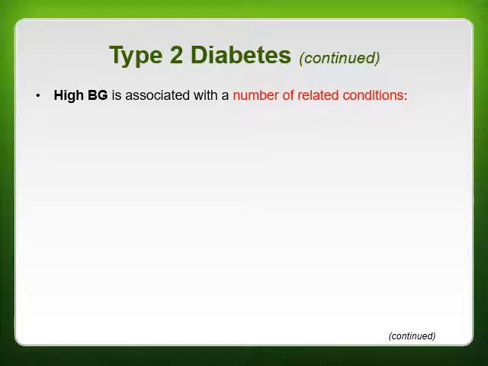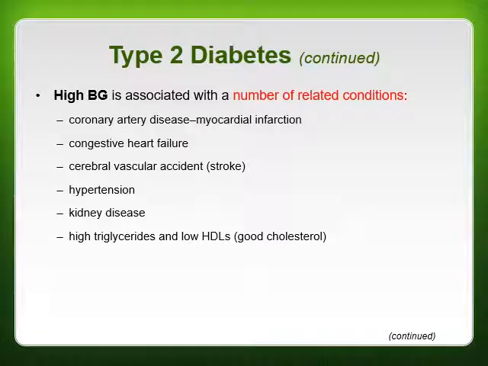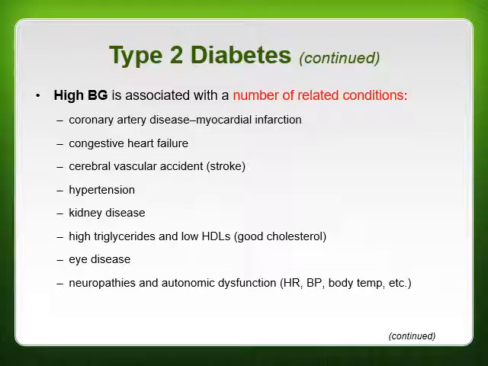So that high blood glucose level, that high blood sugar, is associated with other related conditions such as coronary artery disease, which can lead to heart attacks, congestive heart failure, cerebral vascular accident, otherwise known as stroke. So high blood sugar can lead to more likelihood of a stroke, high blood pressure, kidney disease, bad cholesterol. You'll have low HDLs and high triglycerides, eye disease. So this can actually affect your vision. It can affect your peripheral limbs, your arms, your legs, your hands, your feet, heart rate, blood pressure, body temperature.